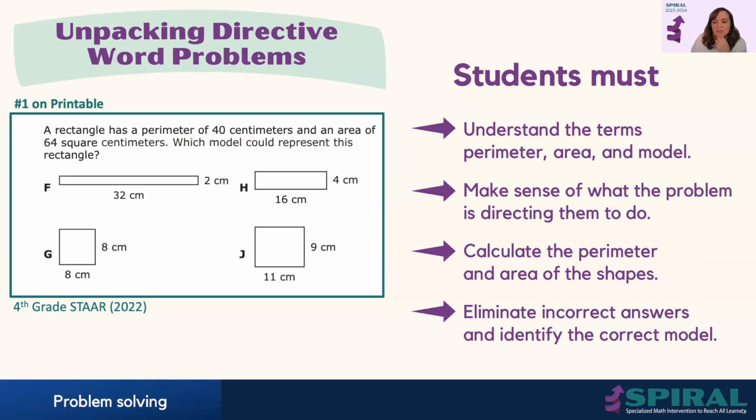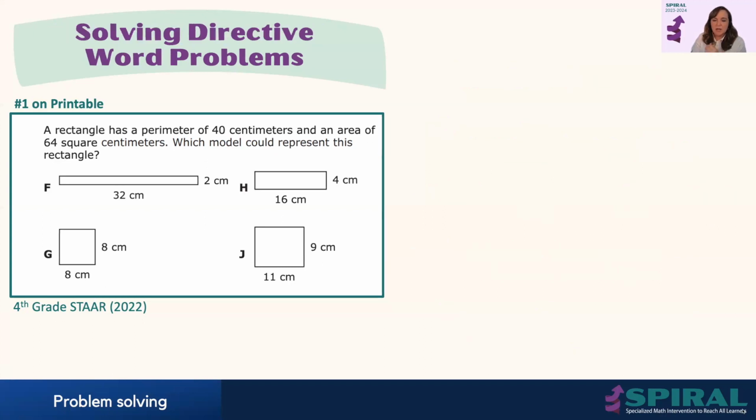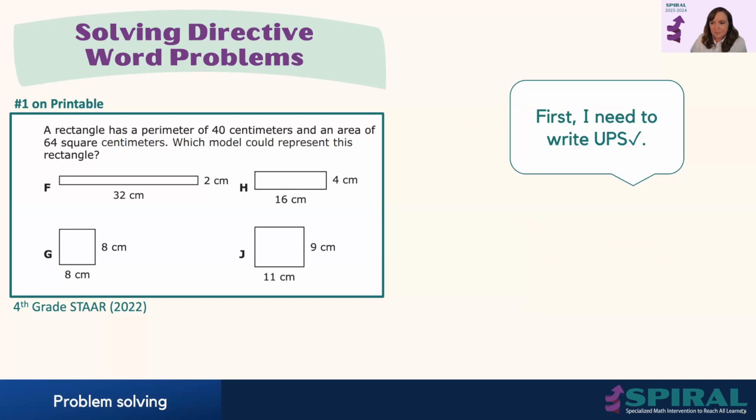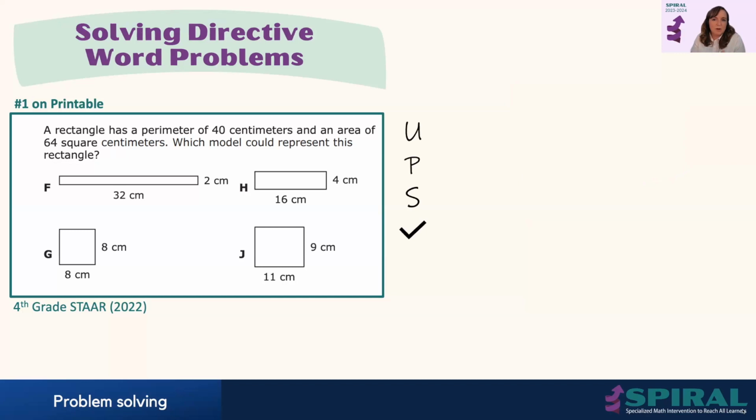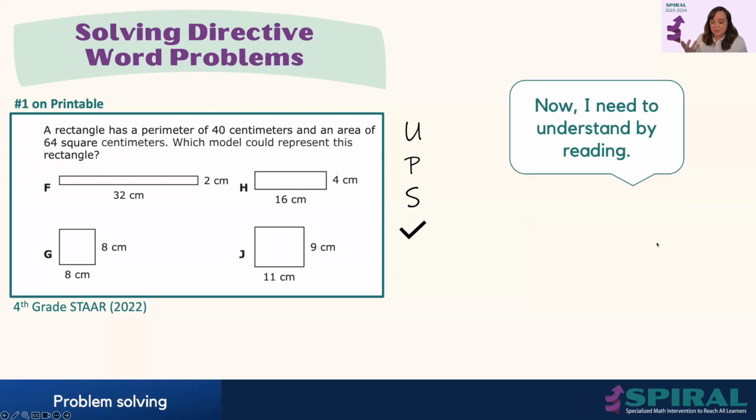So let's think about how we could use UPS check to help students understand this problem. So the first thing I want to do is write UPS check. We do that for routine word problems. We want to do that for directive word problems as well. And so I'm now going to understand this problem by reading it. A rectangle has a perimeter of 40 centimeters and an area of 64 square centimeters. Which model could represent this rectangle? And I see here I have four answer choices: F, G, H, and J.